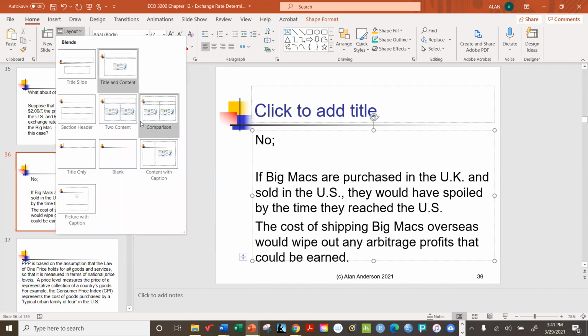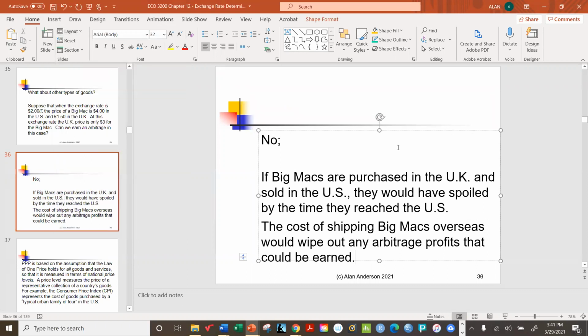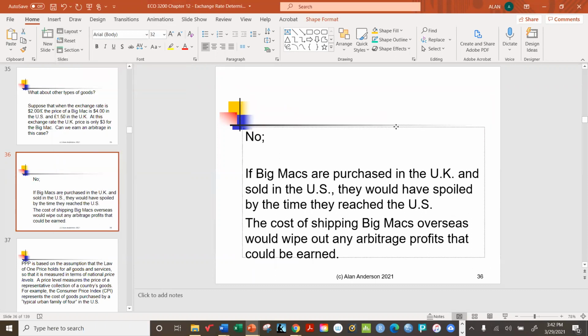And even if they're not spoiled, even if they're just kept refrigerated and you have to reheat them, it's just not the same, is it? So it's not likely that you'll want to ship Big Macs back and forth between the US and the UK because they do eventually spoil and the cost of shipping them would be prohibitive.